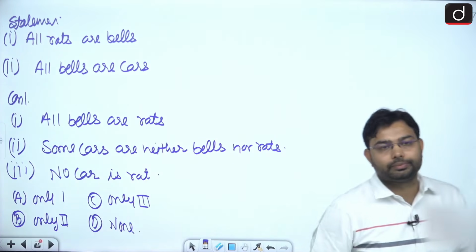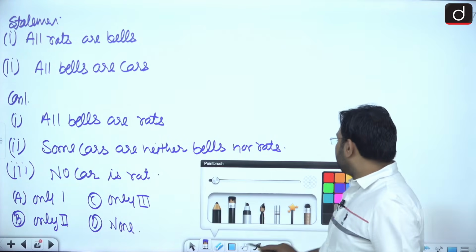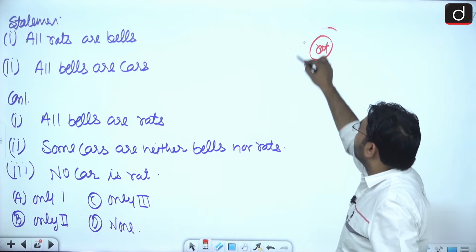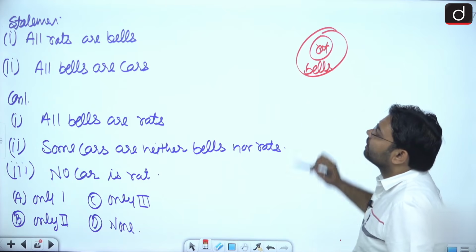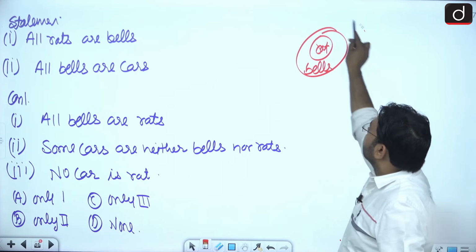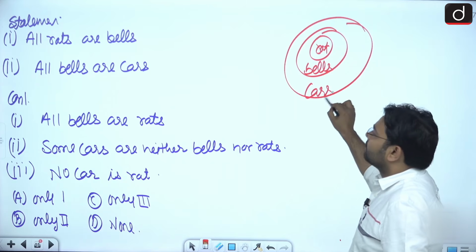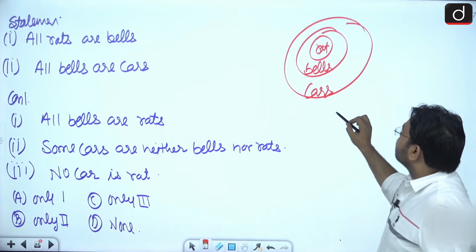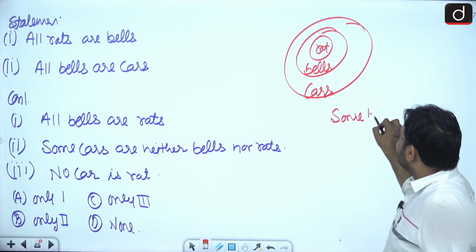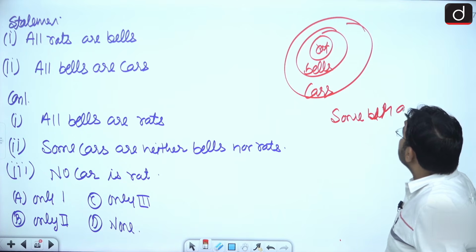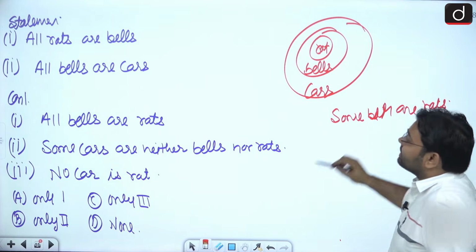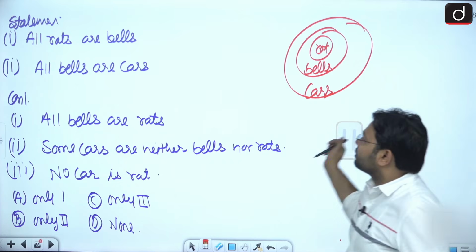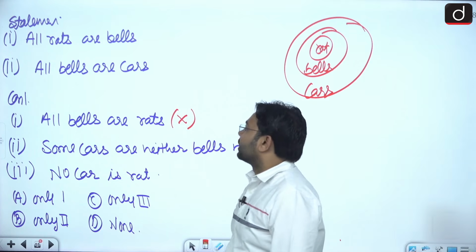This is also a PYQ. All rats are bells. This one is for rat and bells. Next one, all bells are cars. Now the first conclusion, all bells are rats. No, some bells are rats is correct, but all bells are rats is not correct. Clear? This is done. So this one is not correct.